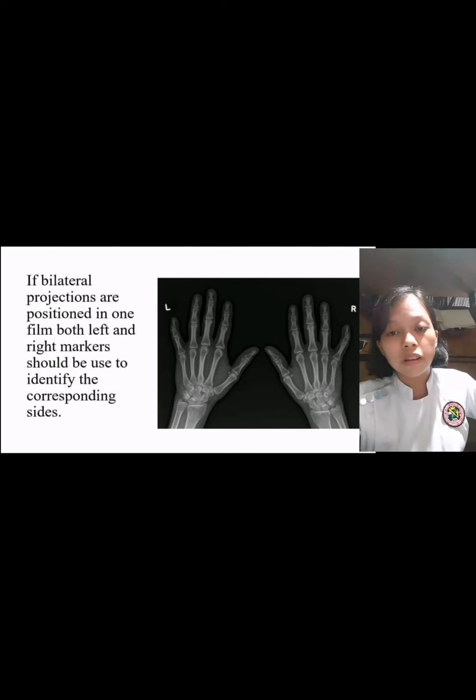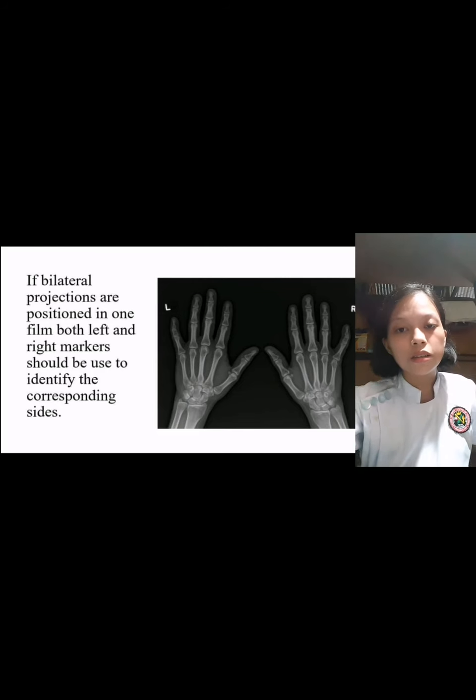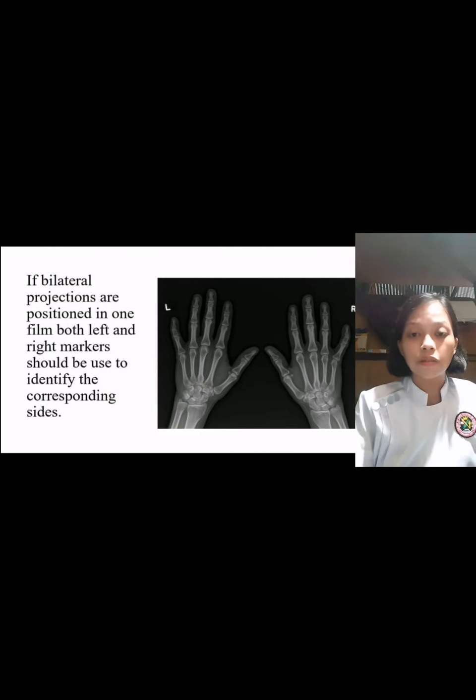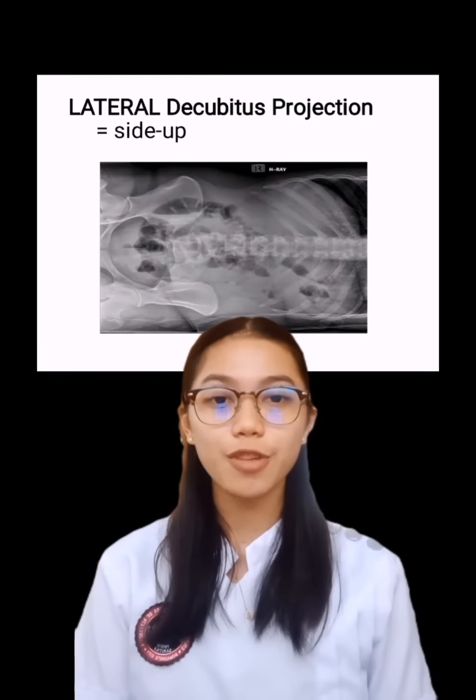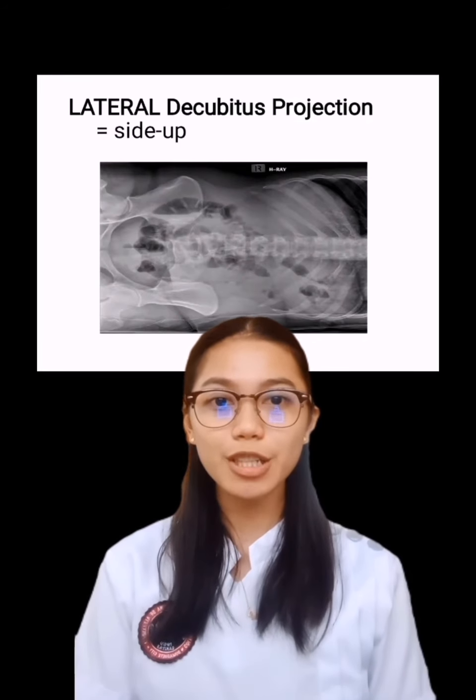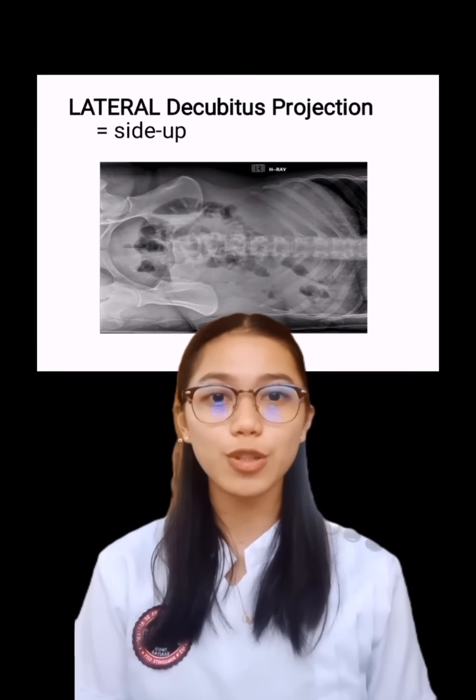Bilateral projection means both left and right hand. So if they are positioned in one film, both left and right markers should be used to identify them. So for bilateral projection of hand, so dapat dalawang kamay, which is the right and the left, should have markers. For the lateral decubitus projection, the marker is indicating the side up or kung ano yung nasa taas.